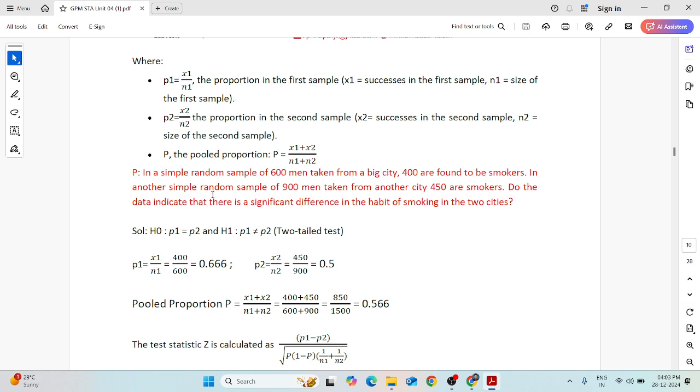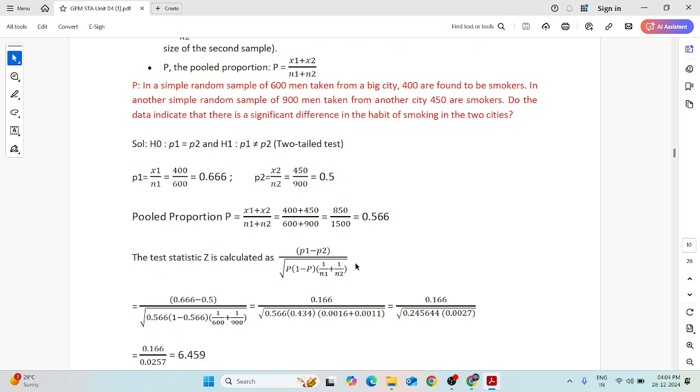That means we have to check whether in both the cities smokers are equal or not. So we are testing the proportions. Proportion 1: out of 600, 400 are smokers, that is 0.66, and proportion 2: out of 900 men, 450 are smokers, so 0.5. So the pooled proportion P is equal to x1 plus x2, so 400 plus 450 smokers, out of population 600 plus 900.